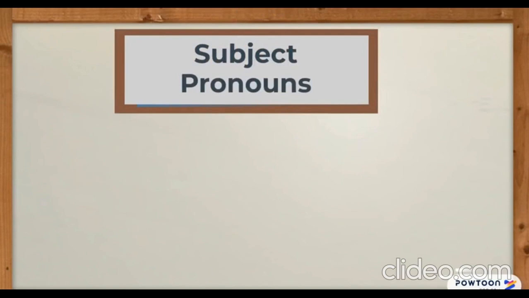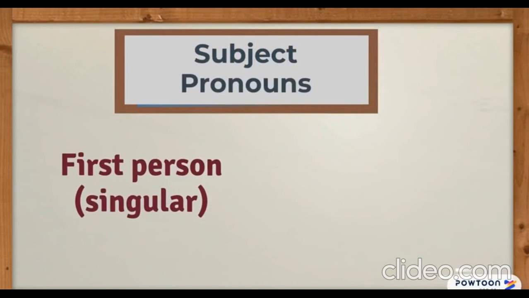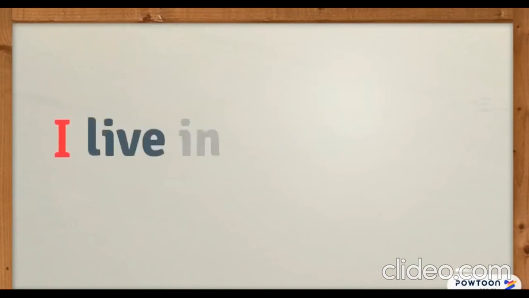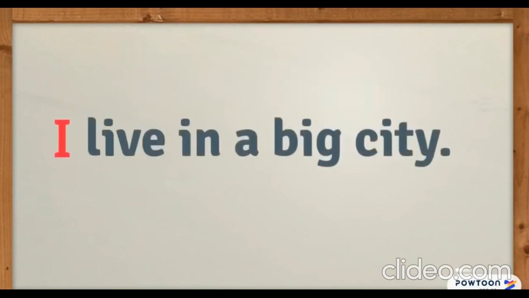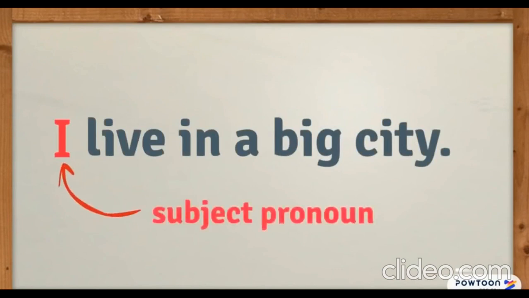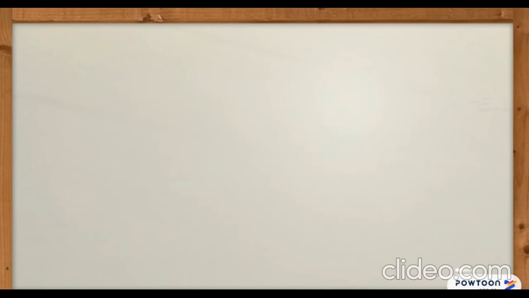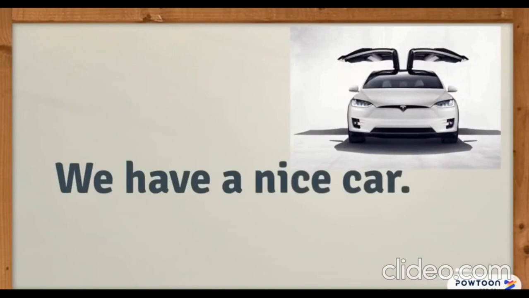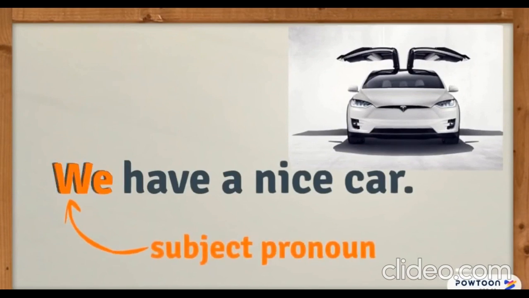So look at the subject pronouns. I live in a big city. I هي subject pronoun. أنا I live in a big city. والآن رح نشوف كيف رح تتغير I لما تكون بمكان ال object. We have a nice car. We نحن subject pronoun.